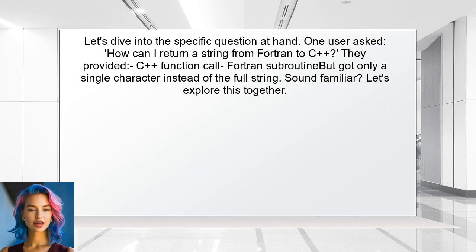One user asked, "How can I return a string from Fortran to C++?" They provided a C++ function call and a Fortran subroutine, but when they executed the C++ code, they only got a single character instead of the full string. Sound familiar? Let's explore this together.